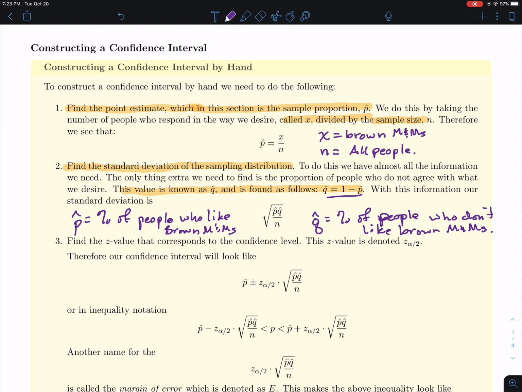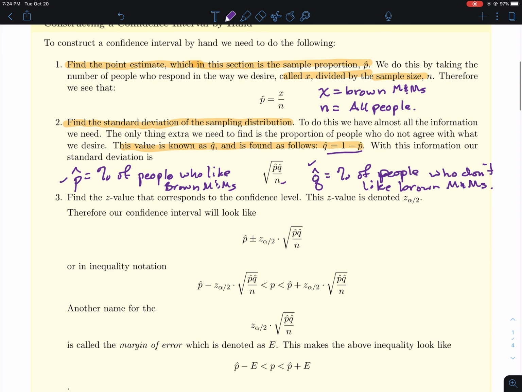So to find our standard deviation, we want to multiply our probability of success, which is p hat, times our probability of failure, which is our q hat, all divided by n, which is our sample, and then just take the square root of the whole thing. So before we only square rooted the bottom, here we want to square root everything. Everything happens inside the square root. All right, is that okay with everybody?